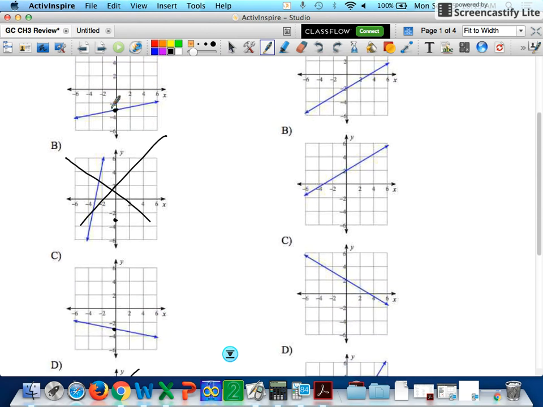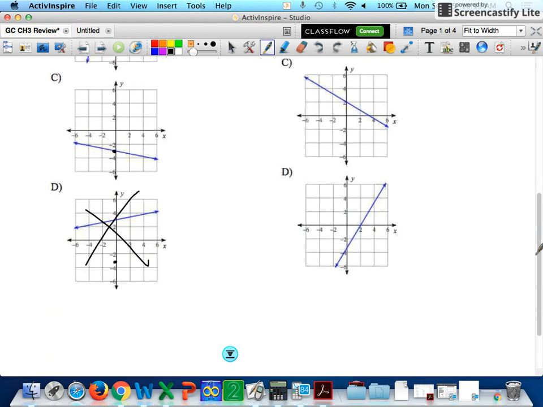Does it go up 1 and over 5? Up 1. And then check this. This is a 2 right here. So over 5 is 1, 2, 3, 4, 5. Yes, it does. A is our answer. Just to make sure, C, this one goes up 1 and then left, so that would be a negative slope. That's a decreasing line. C is out.